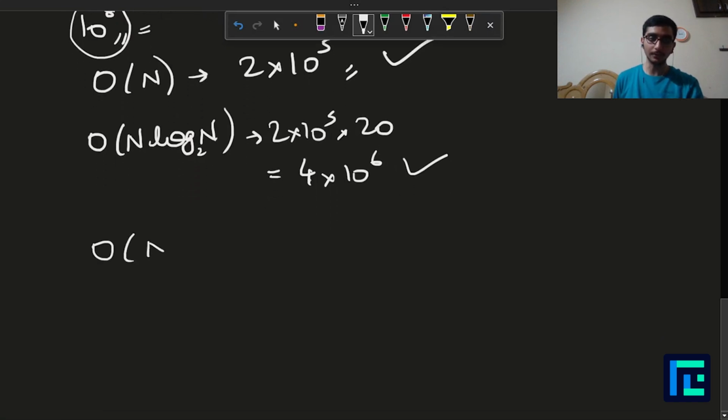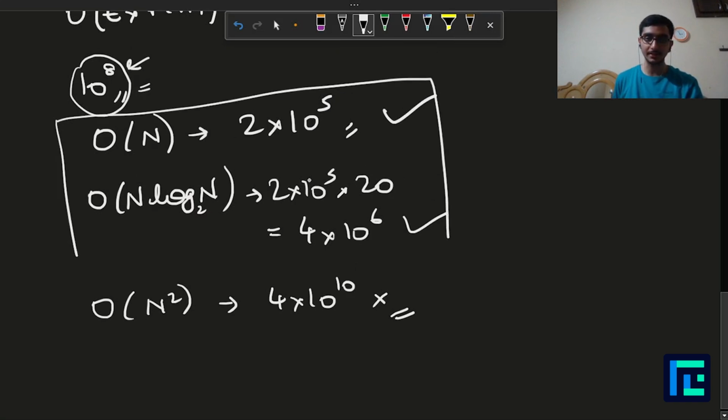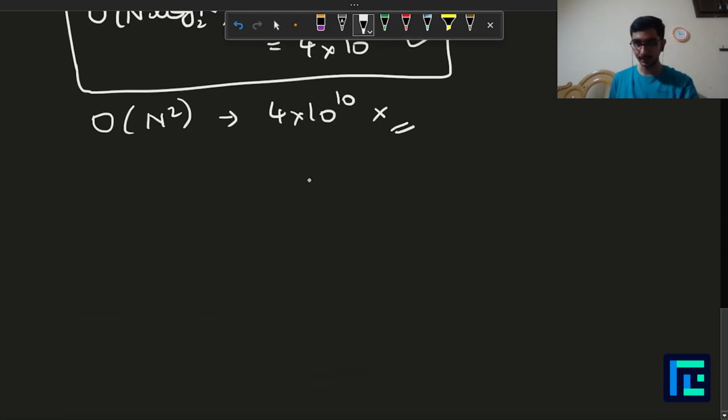But if we go O of n square, then this value would turn out to be 4 into 10 power 10, and this cannot run, right? Because our bound is 10 power 8 operations. So we want some algorithm which runs in the vicinity of O of n or O of n log n time complexity. Now, as we have discussed the expected time complexity as well, we can move on to the solution.